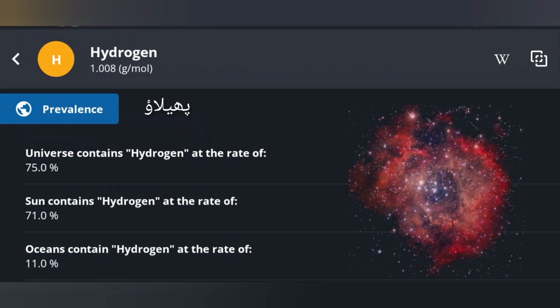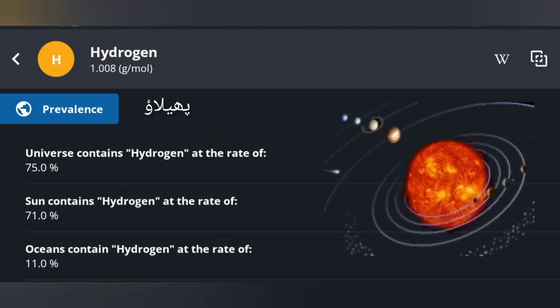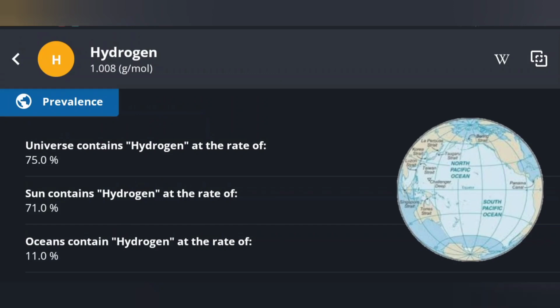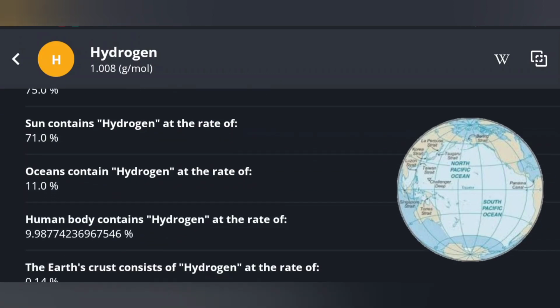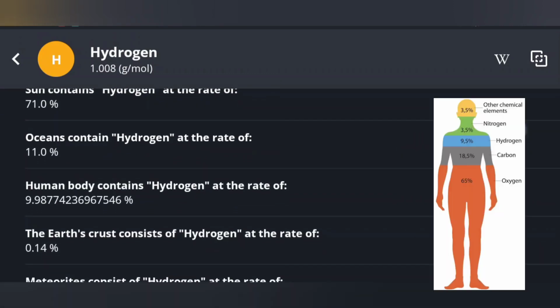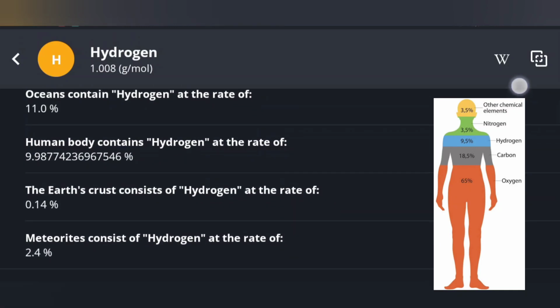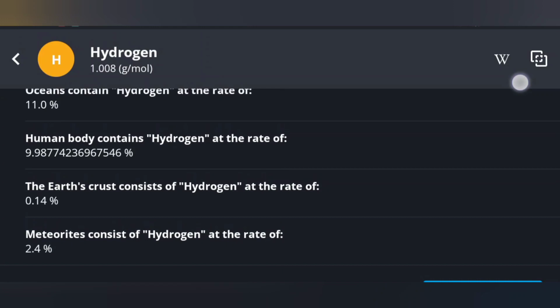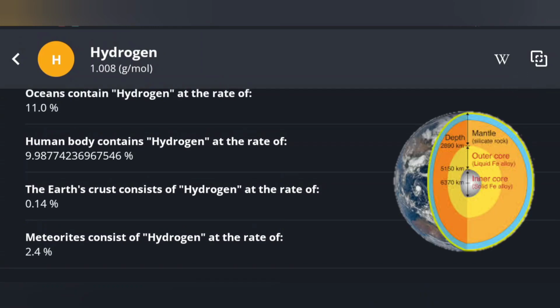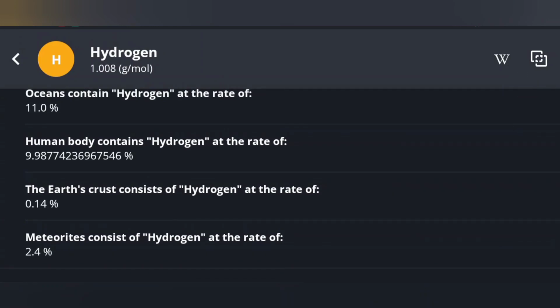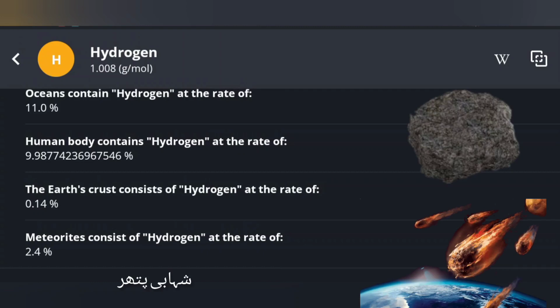Now discuss the prevalence of hydrogen. Universe contains hydrogen at the rate of 75%, Sun contains 71%, and ocean contains 11%. Human body contains hydrogen at the rate of 9.5 to 9.98%, and the earth crust contains 0.14%, and meteorites consist of hydrogen at the rate of 2.4%.